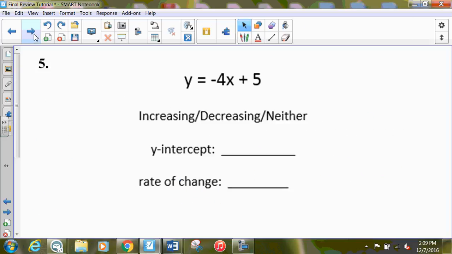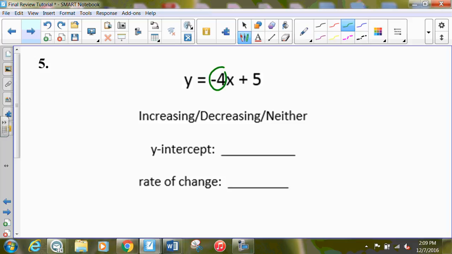Okay, now we're looking at the equation of the line and trying to get information from it. We know it's slope-intercept form. In the beginning of the year, we talked about that. So we see it's in y equals mx plus b form. We know that the number that comes before the x is our slope. So we can right away say the rate of change, which is another name for slope, is -4.